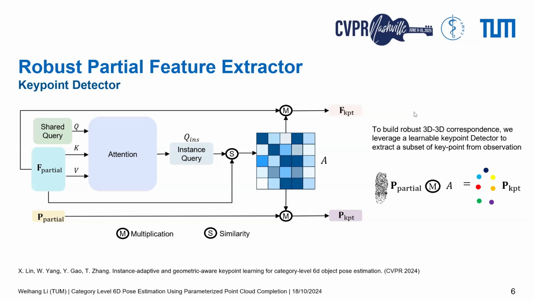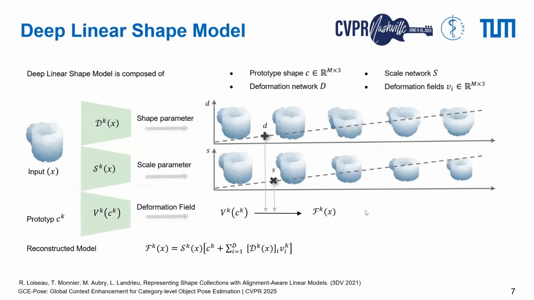To build robust 3D correspondences, we leverage a learnable keypoint detector to extract a subset of keypoints from the point cloud observation. To model the object efficiently and effectively, we leverage the deep linear shape model that is composed of a prototype shape, a scalar network, a deformation network, and deformation fields. And finally, we can reconstruct the object using the shape and scalar parameters given the prototype shape.